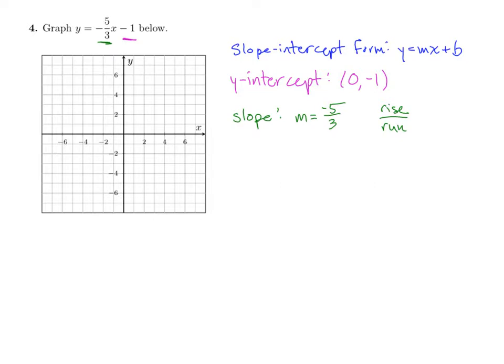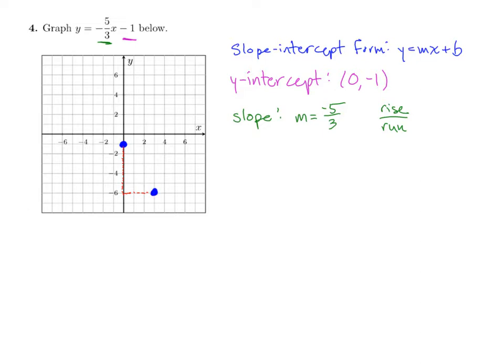So we'll plot the point 0, negative 1. And so I have that plotted. And then in order to use that slope, I have negative 5/3, and thinking of that as rise over run, that means that I will go down 5 units, and then right 3 units. So moving over 3 units, I see here that I'm at the point 3, negative 6. And so the point 3, negative 6 will also be on this line.